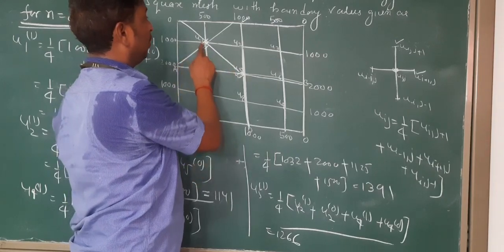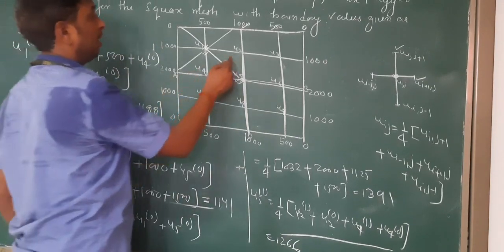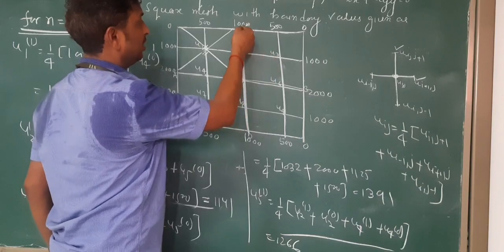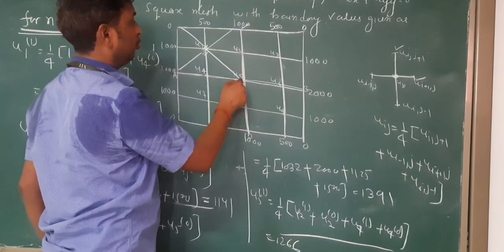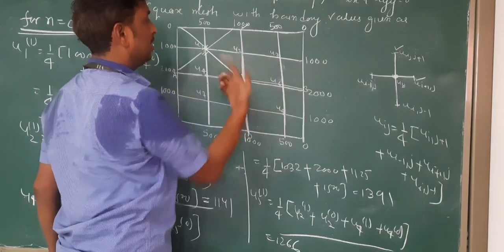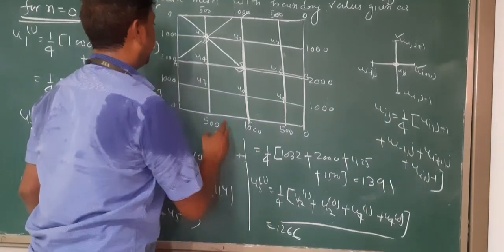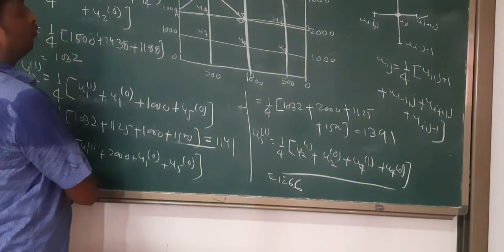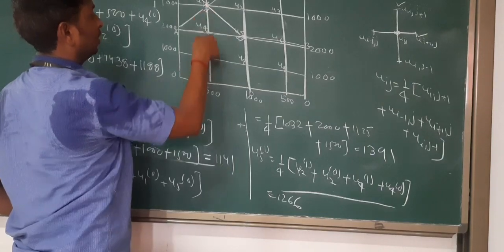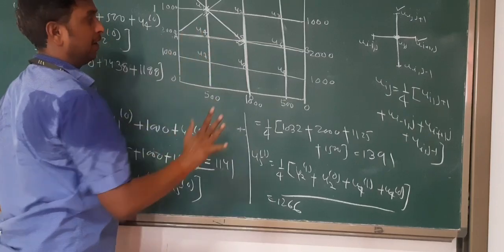Then once you know U1, calculate U2. U2 means this value plus this value plus this value plus this value. Because U5 you know, U1 you know, U1 you know, it means U3 you know. So easily you can calculate U2. Once you calculate U2, then calculate what? U4, this value. This value you know, this value you know, because both are symmetrical. This value plus this value divided by 4.